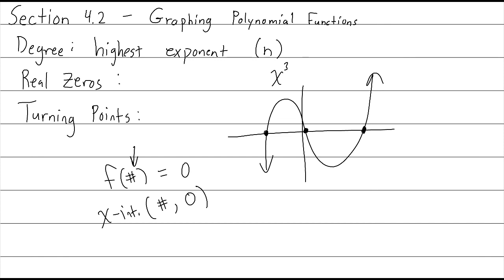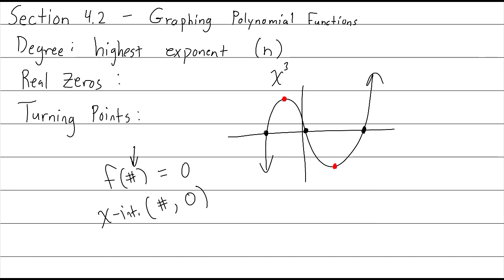Turning points would be where the graph switches from going up to going down. So in other words, right here. Before that point, it was going up. After that point, it's going down, right? So it's a turning point. There's another one here. Notice there are 3 zeros, there are 3 x-intercepts, and there are 2 turning points. It's kind of like there's a turning point between each of the x-intercepts.